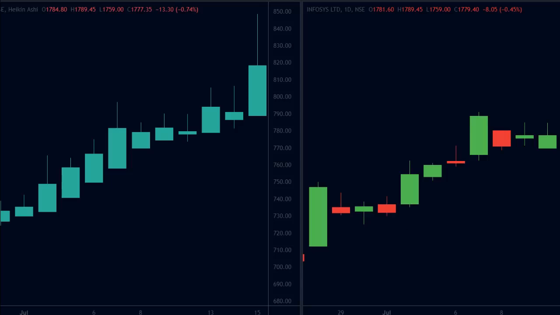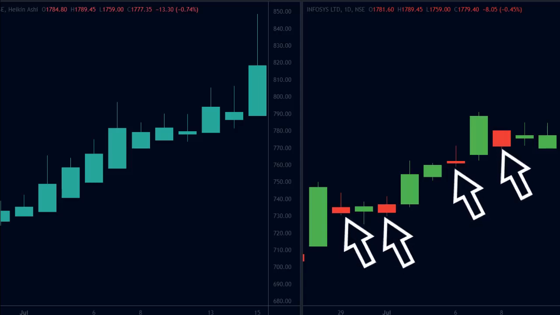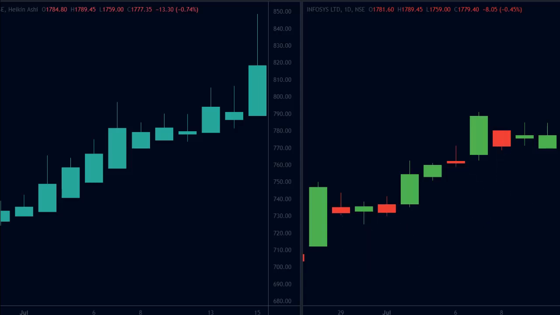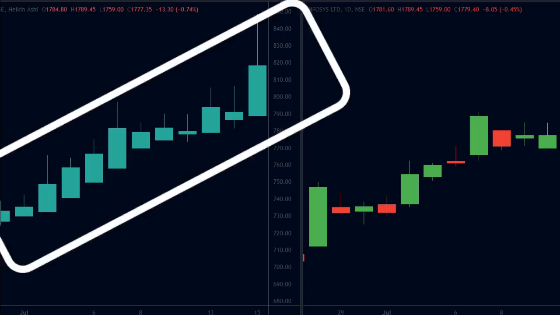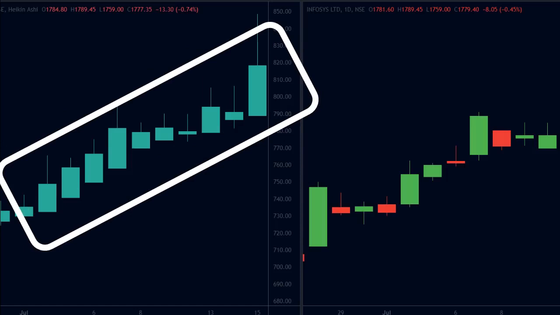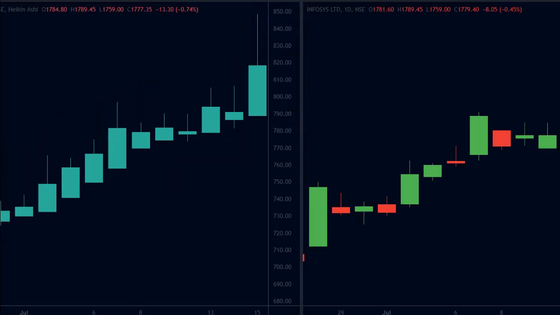These red candles were just small pullbacks on the price. But when you are trading in real time, these candles can make you think about your trade, and you may fear the worst. So you may exit your position at one of these candles. However, if you used HEIKIN ASHI charts, you can see that the HEIKIN ASHI candle stayed green throughout the price move. Therefore, you could have held on to your position throughout the price move.